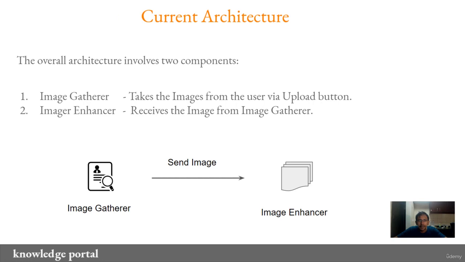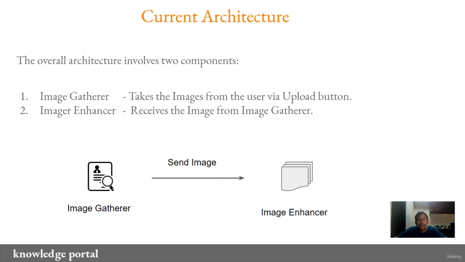Now, as part of the application architecture, there are two components involved. The first one is the image gatherer and the second one is the image enhancer. The image gatherer is responsible for taking the image from the user via the upload button. As soon as a user uploads, the image goes to the image gatherer application, and then the image gatherer sends that image to the image enhancer. The image enhancer is responsible for enhancing as well as doing some conversion on the image.